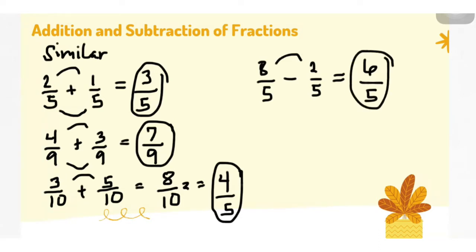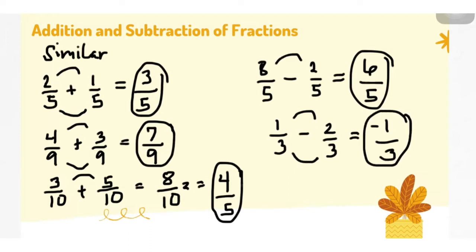Another example, 1/3 minus 2/3. Okay, so 1 minus 2 will give you -1. Then, kopyahin lang natin yung common denominator, which is 3. Another example, 9/10 minus 7/10. Okay, so 9 minus 7 will give you 2. Then, copy the common denominator, which is 10.